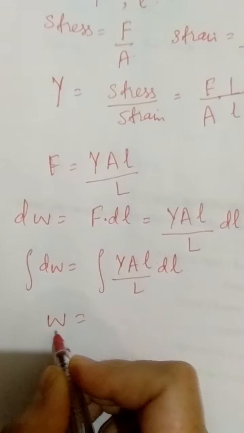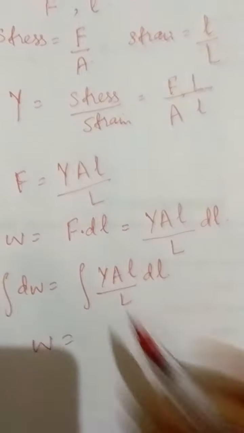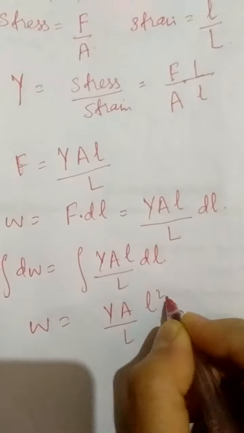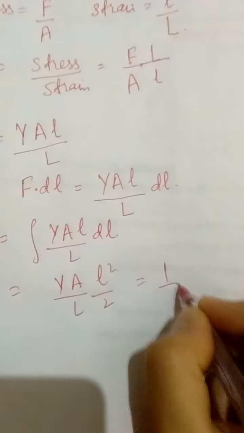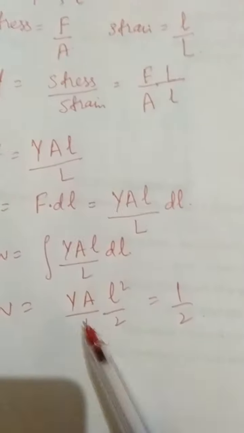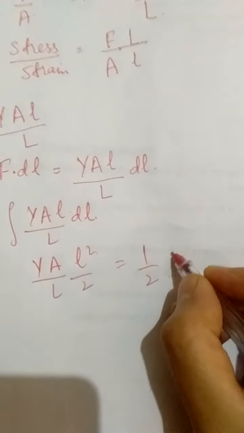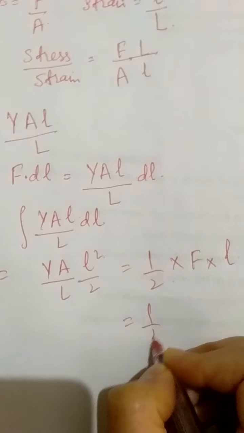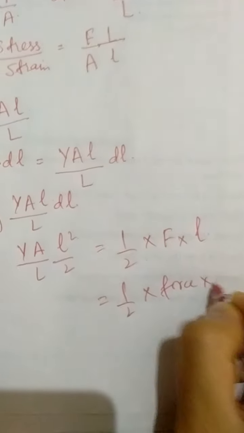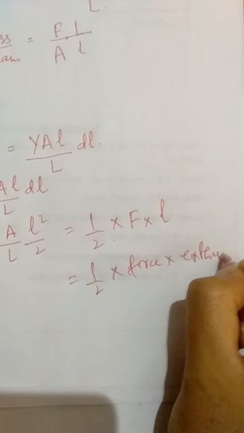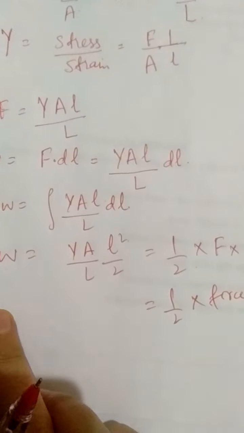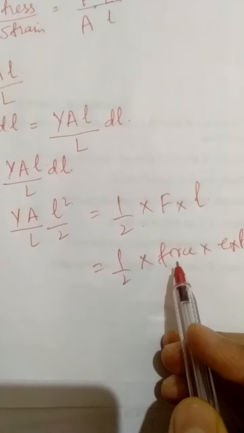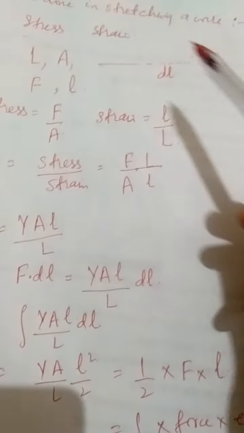So work done, which is stored as the potential energy in this wire, is given by YA by L, l square by 2, and that is half of, what is this YA small l by capital L? It is the force, and we are left with one small l only. So we can say the expression is half of force into extension. So the work done or the potential energy that is stored in stretching a wire is given by half the product of force that we applied and the extension suffered by the wire, right?